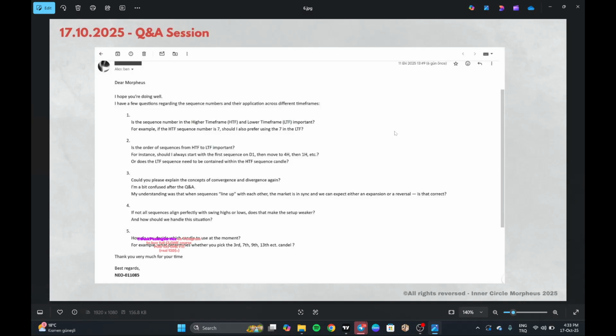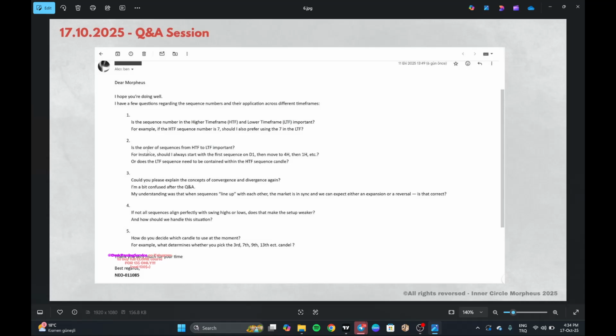Market conditions always change. Higher time frame sequence number 7 is likely a continuation on the higher time frame. So on the lower time frames, it's more likely a reversal. This is what you should anticipate. So you should focus more on 13 and 21 over 7.